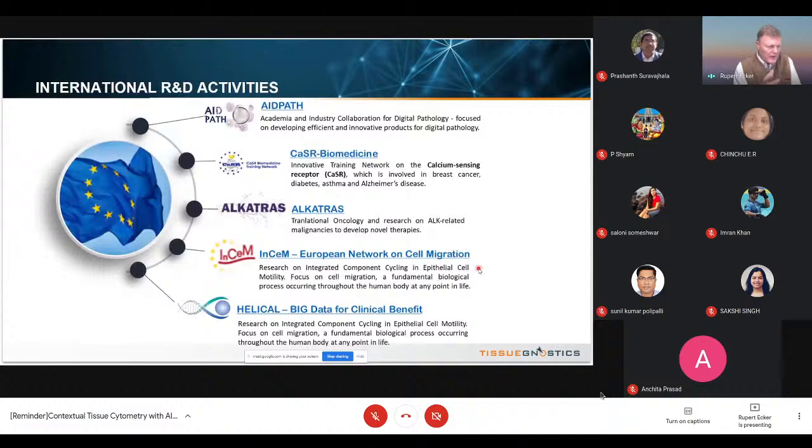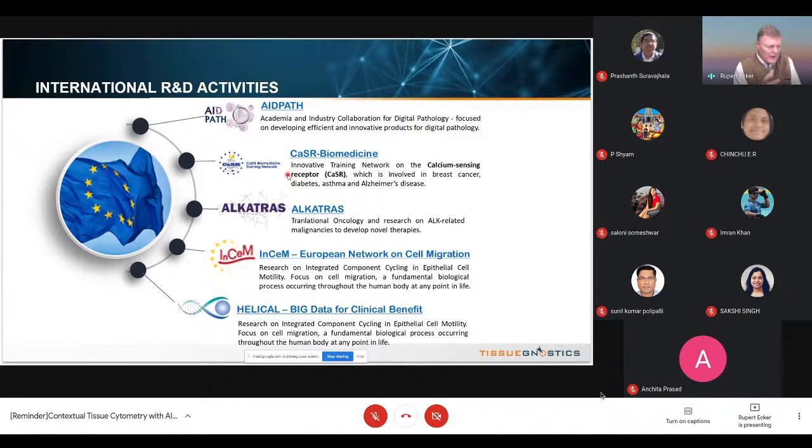And to reach this scope and always stay at the forefront of scientific research and technology, we have been collaborating with a number of academic institutions across the world. But I would like to mention in particular five major multi-million euro EU-funded Marie Curie innovative training networks, which dealt with digital pathology, led by the Universidad de Castilla-La Mancha in Ciudad Real in Spain. Then the CASA Biomedicine Network, which focused on the calcium sensing receptor as a potential target of therapeutic intervention.